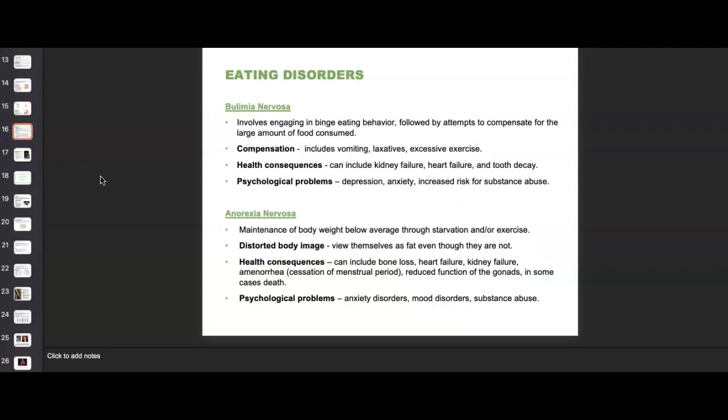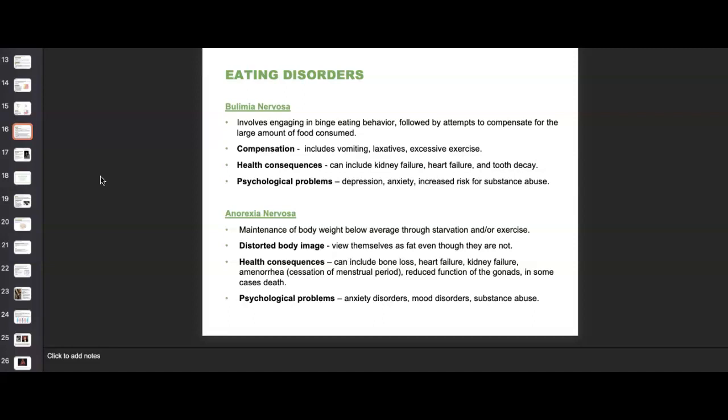But this can also lead to eating disorders. Many times when our motivation and our emotions are involved when it comes to hunger, eating disorders can occur. First one being bulimia nervosa. This involves engaging in binge eating behavior, followed by attempts to compensate for the large amount of food consumed. Compensation can include vomiting, laxatives, or excessive exercise. Health consequences of bulimia can include kidney failure, heart failure, and tooth decay. Psychological problems include depression, anxiety, and increased risk for substance abuse.